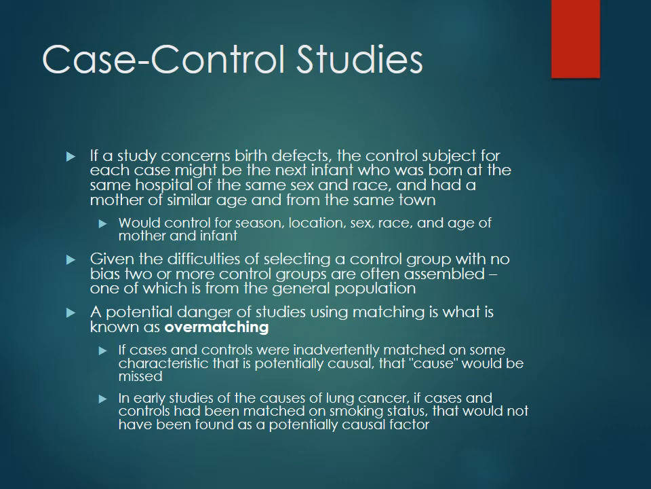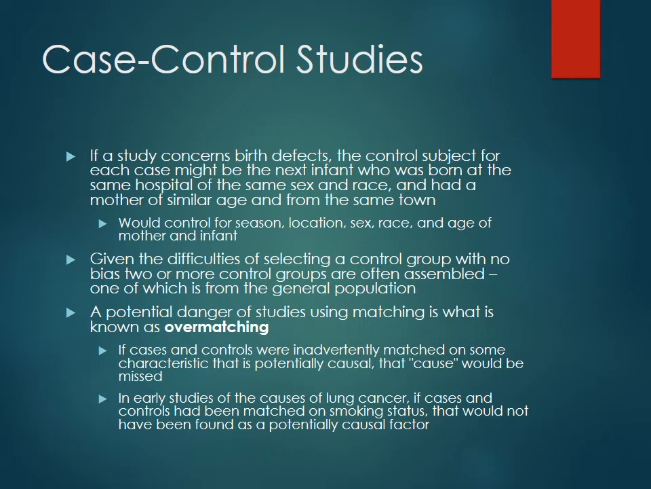So, for instance, if we were looking at a study concerning birth defects, the control subject for each case might be the next infant who was born at the same hospital, of the same sex and race, and who had a mother of similar age and from the same town, right? So this way you're trying to control for as many confounders as you can to eliminate the bias that can be introduced there. Given the difficulties of selecting a control group with no bias, two or more control groups are often assembled, one of which is from the general population. So that we have another control group to compare to, to make the results a little bit more generalizable and increase external validity.